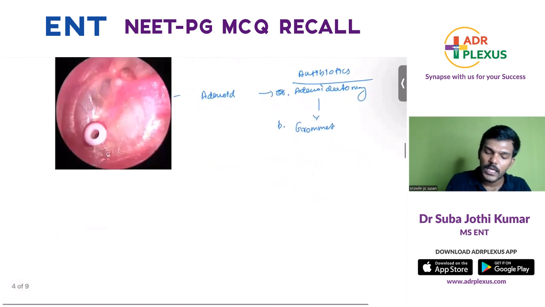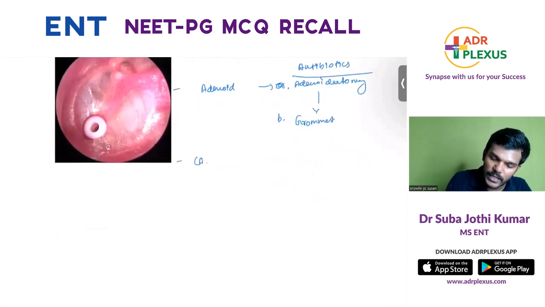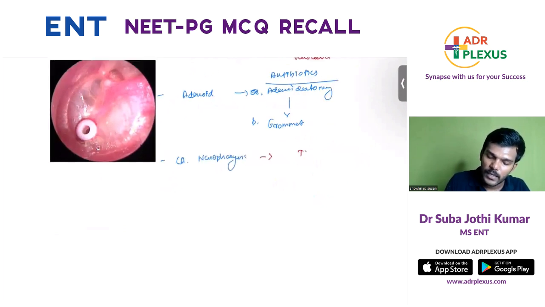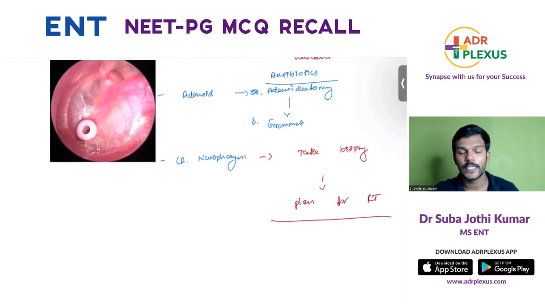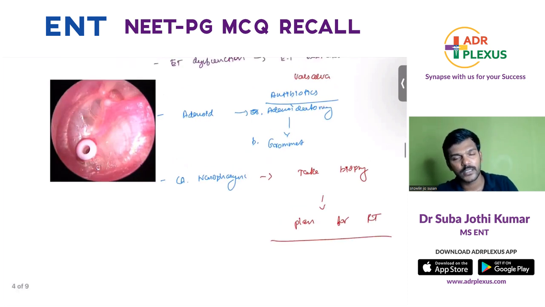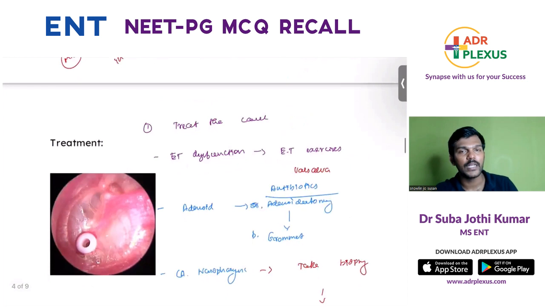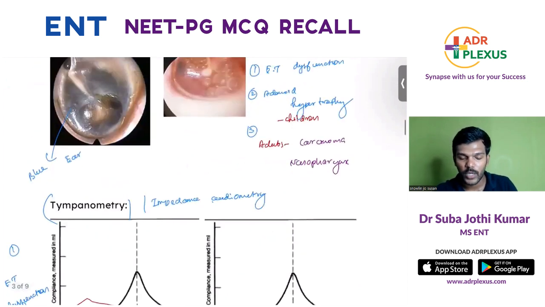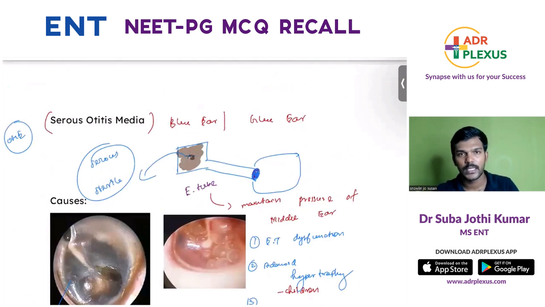Now, if it is carcinoma of the nasopharynx in adults, do you want to treat the serous otitis media? No. You should treat the nasopharynx by taking a biopsy and plan for radiotherapy. That should be the treatment protocol for carcinoma nasopharynx. Okay, so serous otitis media per se does not have a unified treatment. Based on the cause, you should treat the patient. Okay, that explains serous otitis media. It is an important MCQ point that has been asked in the NEET exam.